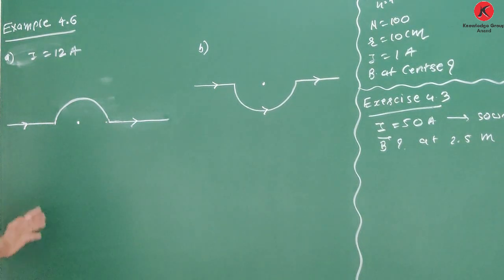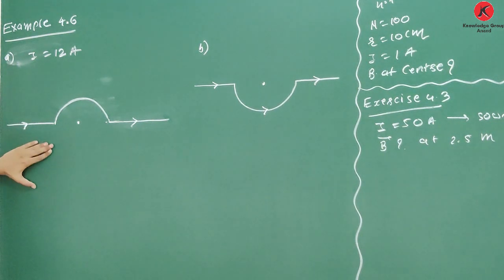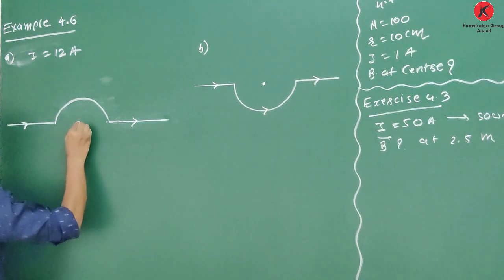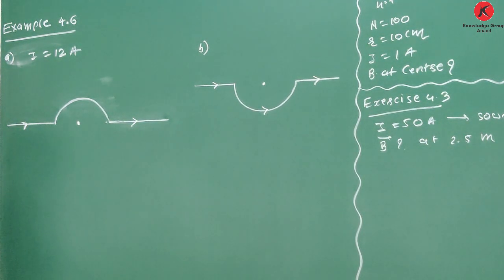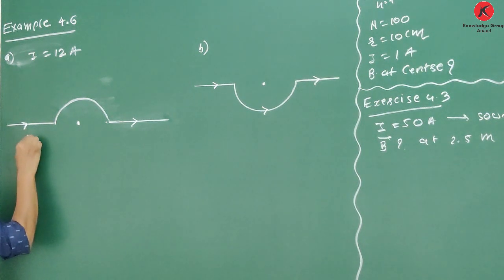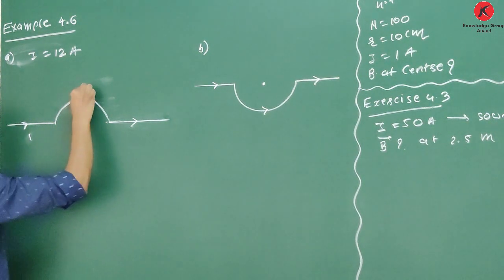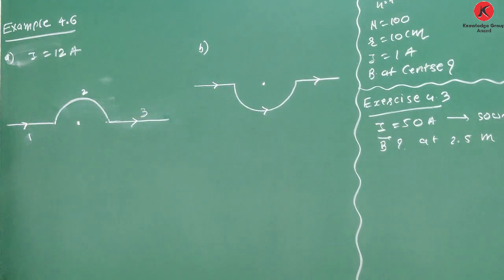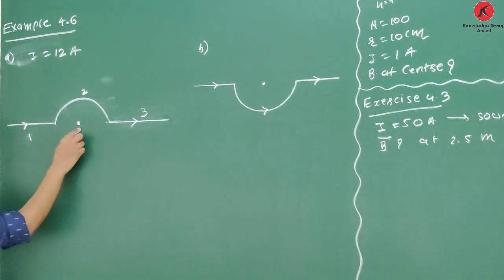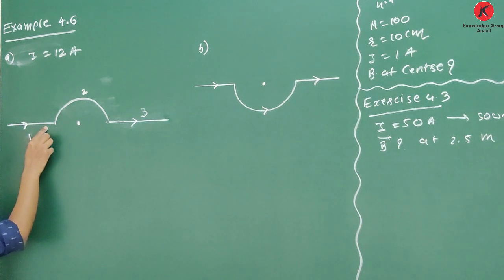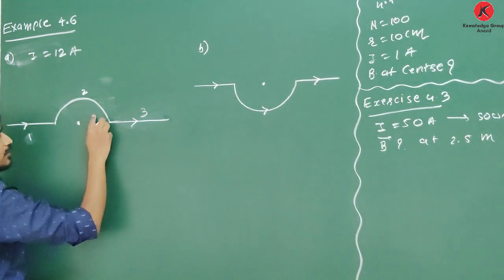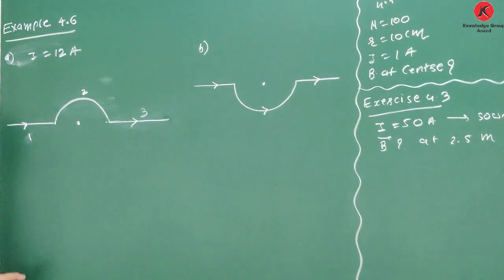Next question is example 4.6. Current I is equal to 12 ampere is flowing through this wire as shown in the figure. You have to find what is the magnetic field at this point at the center. Now see, we can divide this whole object into 3 segments. First, this wire, see this one, it is 2 and it is 3. Then at this point the magnetic field is due to this straight segment 1, this semicircular arc 2, and this straight segment 3.